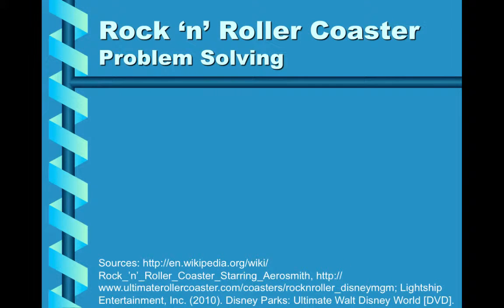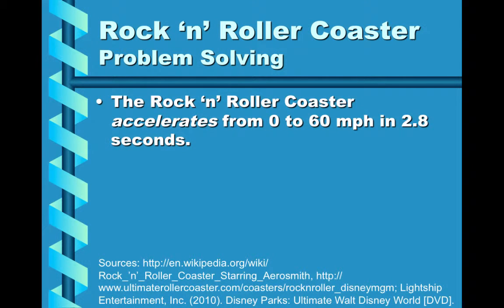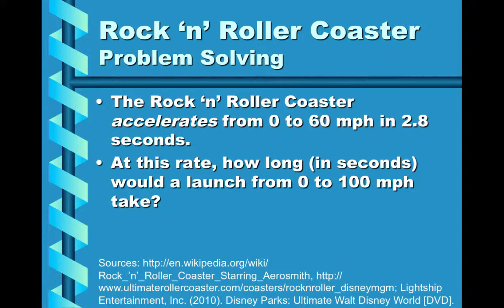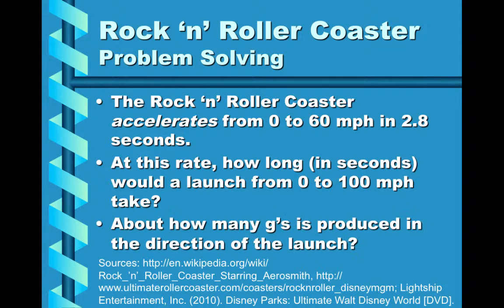Alright, so let's do some problem solving with this ride. The Rock and Roller Coaster accelerates from 0 to 60 miles per hour in 2.8 seconds. At this rate, how long in seconds would a launch from 0 to 100 miles per hour take? And about how many G's is produced in the direction of the launch? Now, if you need to, you can go back and review my episodes on California Screamin', which involve similar problems, to see what you might have done there. Okay, why don't you go ahead and pause the video and try and work these out and see what you get.